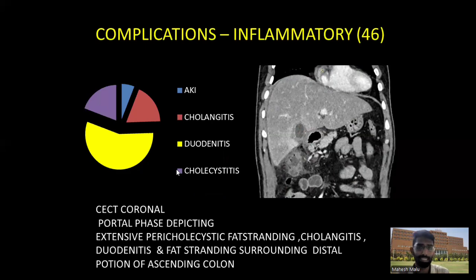Now, let's discuss the next subcategory, the inflammatory-based complications. This includes, most commonly, duodenitis, followed by cholecystitis, followed by cholangitis, AKI. A representative case here, a coronal CECT, portal phase depicting extensive pericholecystic fat stranding, cholangitis, duodenitis, and the fat stranding surrounding the distal portion of the ascending colon, as you can see in this image.